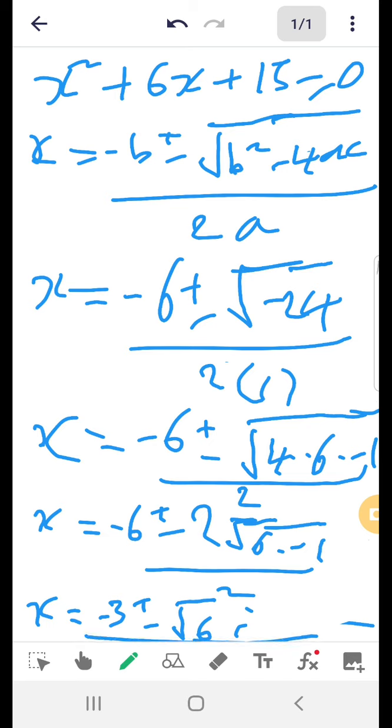So it's going to be x equals negative 3 plus or minus the square root of 6 times i, the imaginary unit, which is outside the square root. So basically, this proves the fact that it's an imaginary number. This proves that it has no real solution.